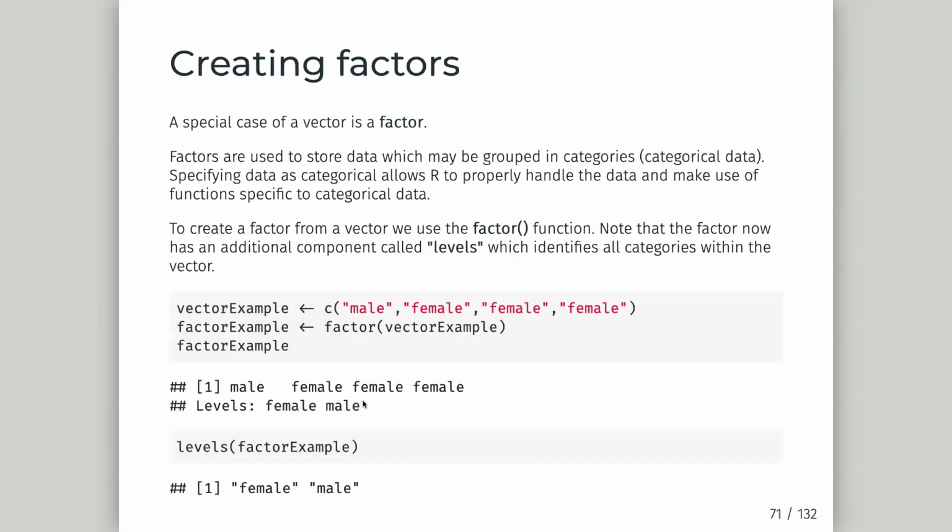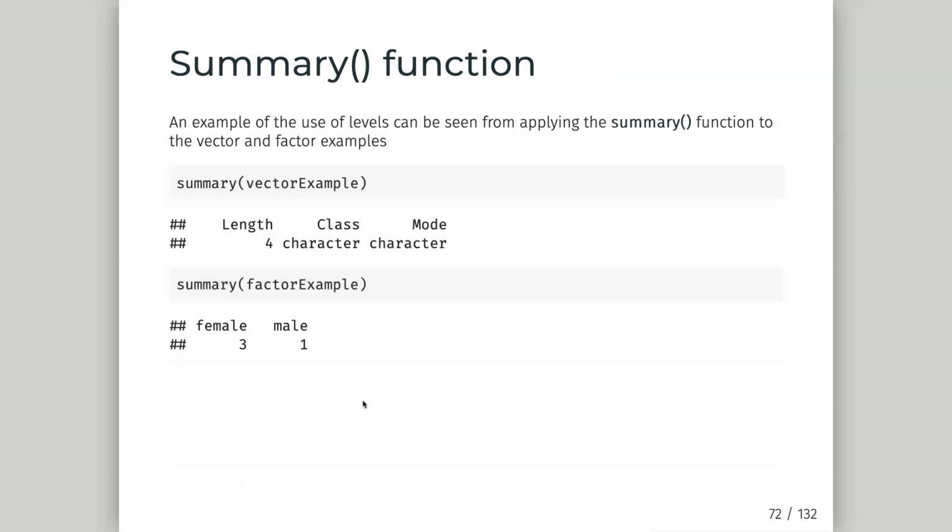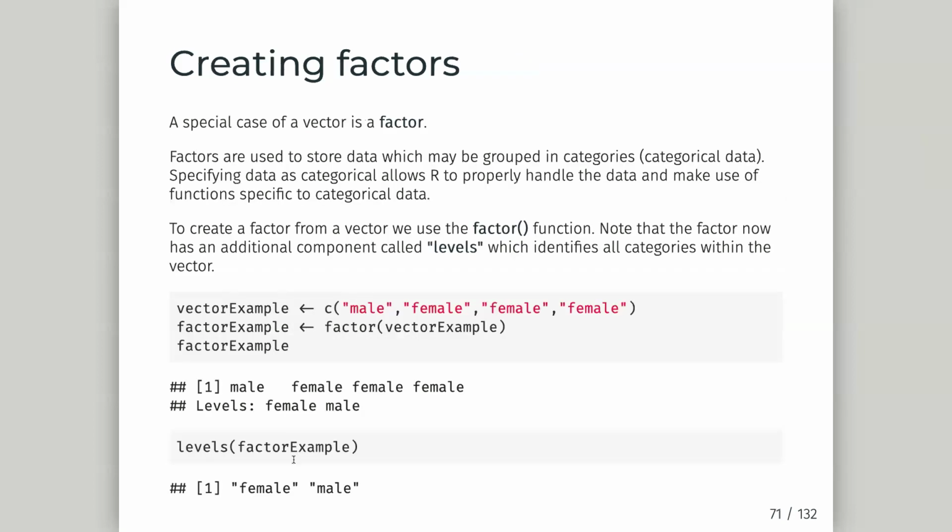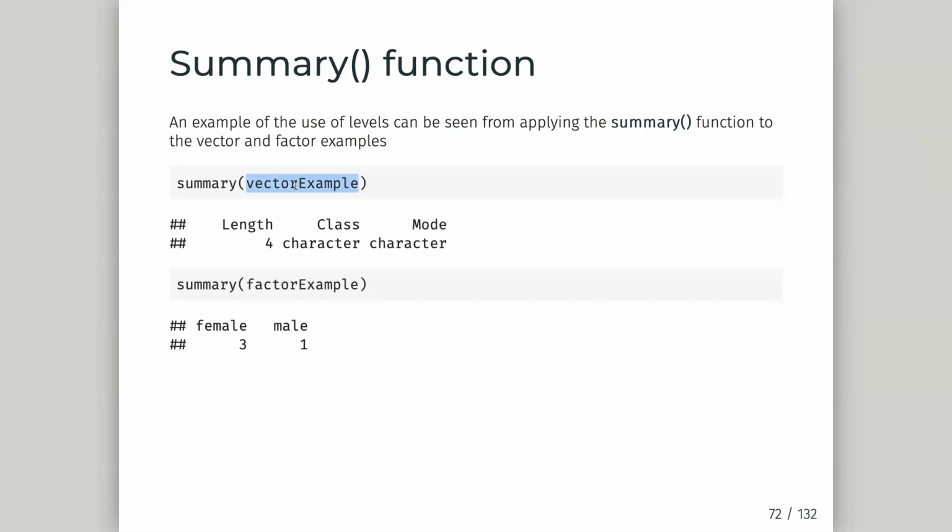Okay, so an example here of the difference of applying a summary to a vector of the same information. So vector example, male, female, female, female. If I apply summary to that, it gives me something useful. It tells me the length. It tells me the class, the mode is character.